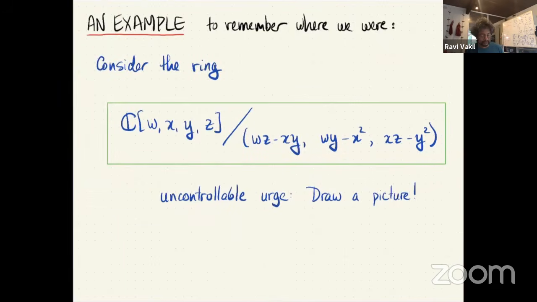So let's consider this ring. I wrote down a not so random ring, and it's a ring that lots of people will recognize and know and love. And what happens when you see a ring now is you should feel like you have no choice but to drop what you're doing and try to figure out what this thing looks like. Okay, so let's try to do that.